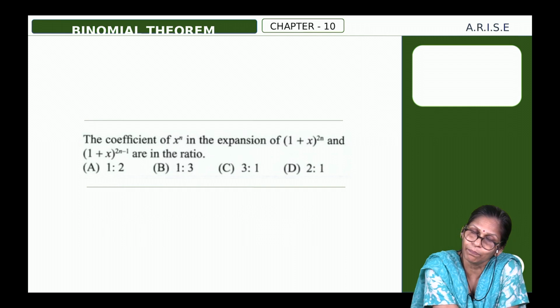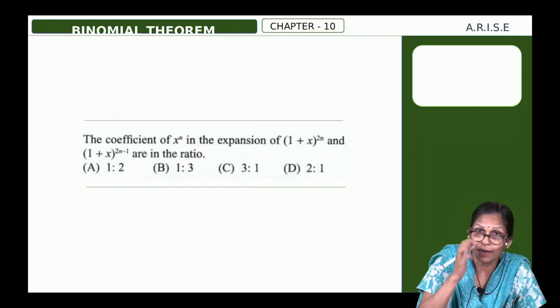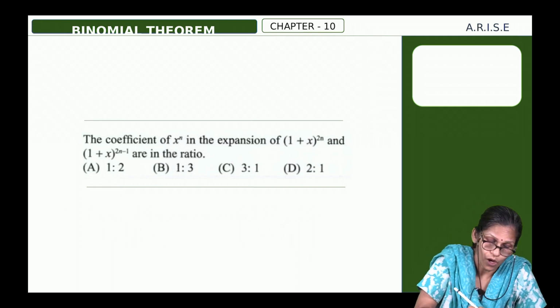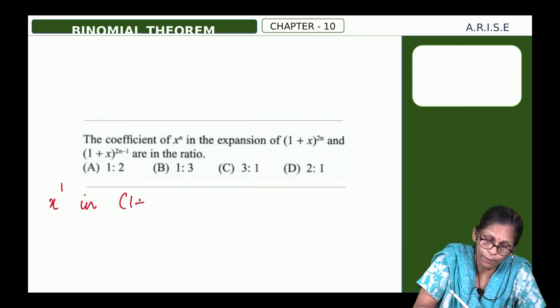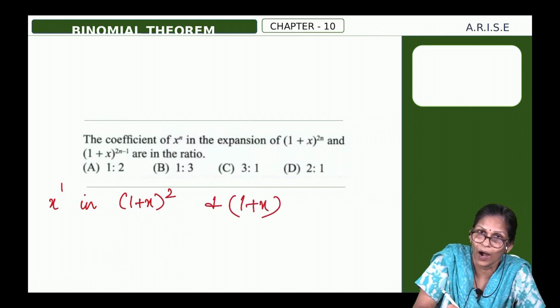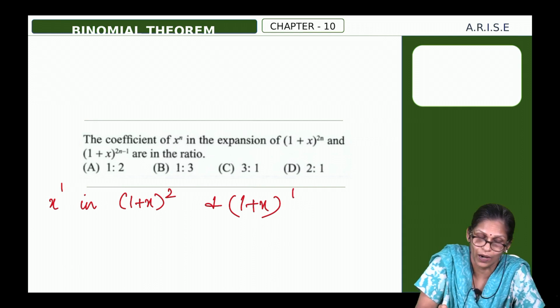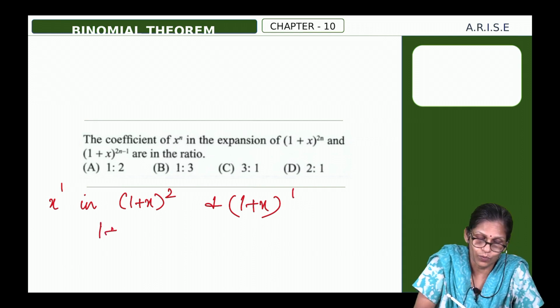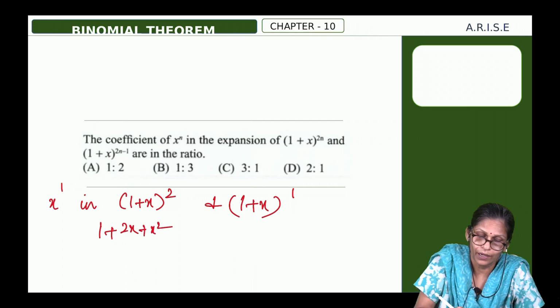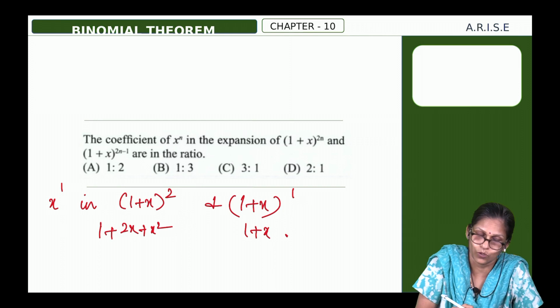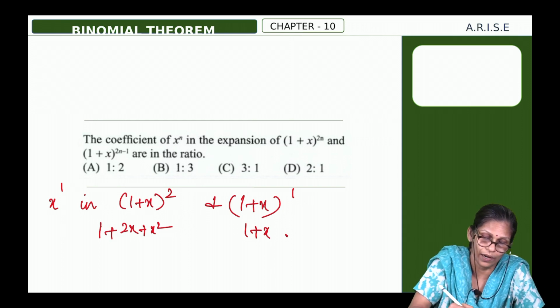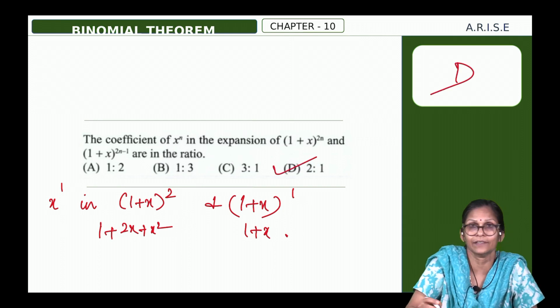Let us make it simple. Let us compare by substituting n is equal to 1. Compare the coefficients of x raised to 1 in (1 + x) the whole squared, n is 1 here, and (1 + x) the whole raised to 2 into 1 minus 1, (1 + x) the whole raised to 1. What is it? Here this is 1 + 2x + x squared. This is just 1 + x. The coefficients of x raised to 1 are in the ratio 2 is to 1. Option D is your answer.